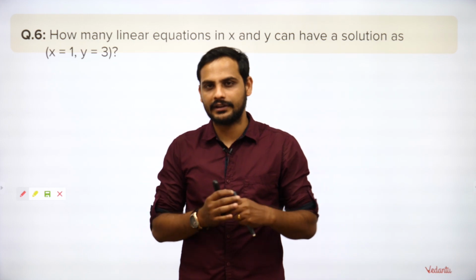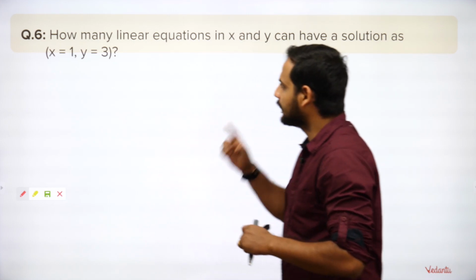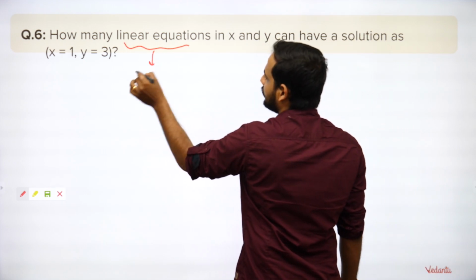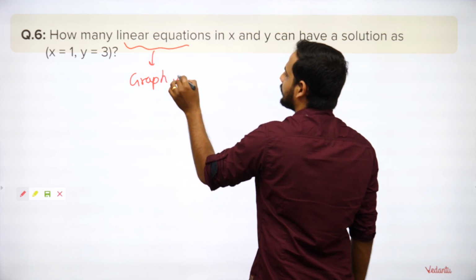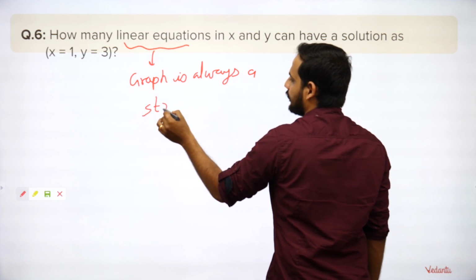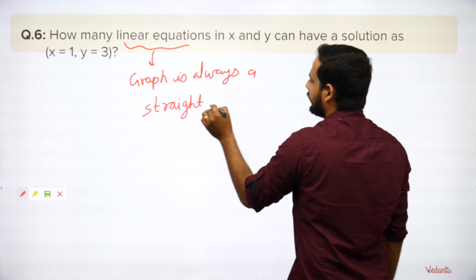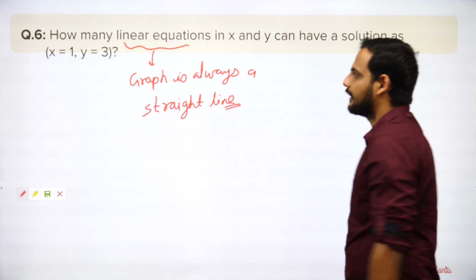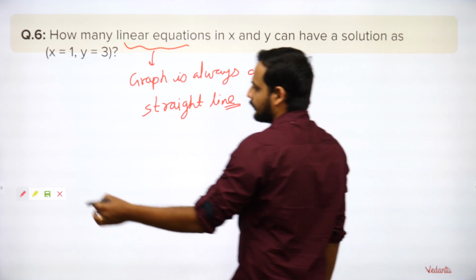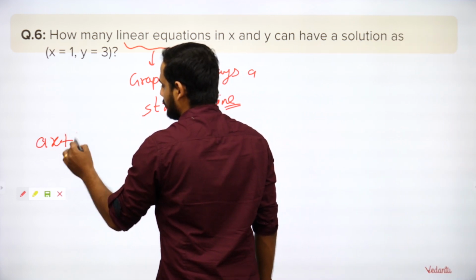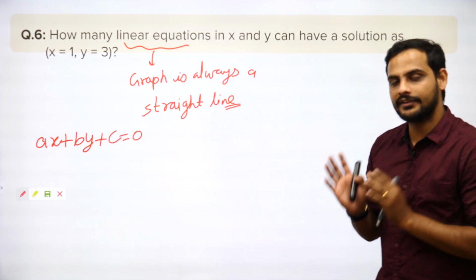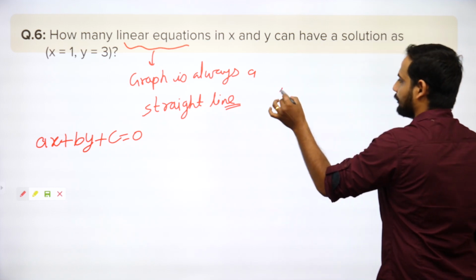First thing, let us understand it with a graph. As we know, the graph of a linear equation is always a straight line. The graph of a linear equation in two variables is always a straight line. So let us say I have got an equation ax plus by plus c equal to 0. Now I know the graph of this linear equation is always a straight line.